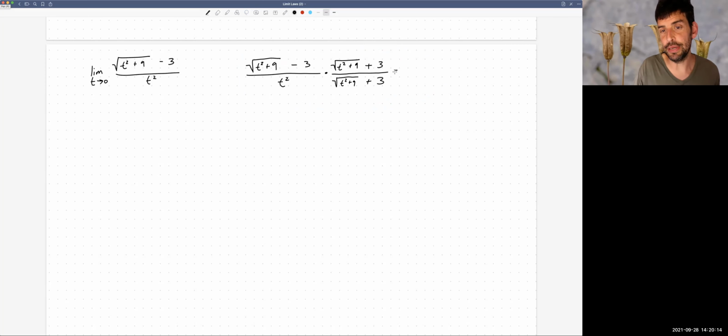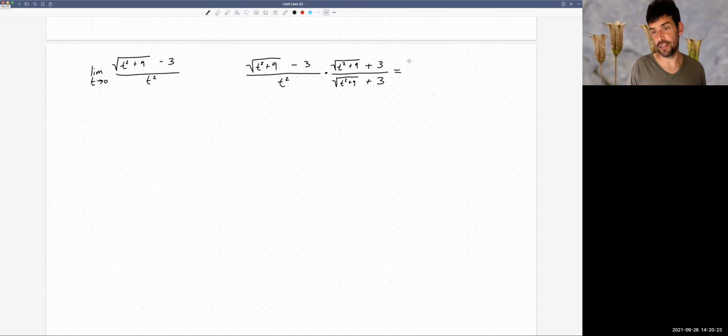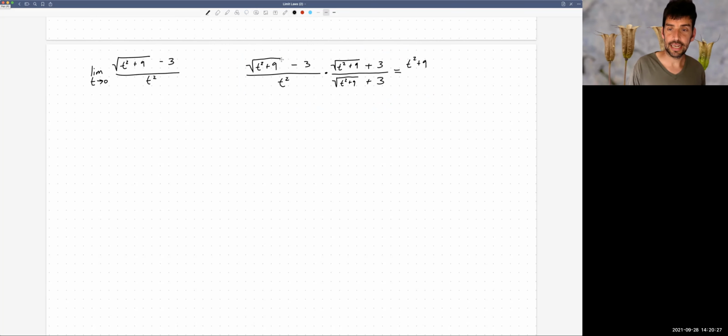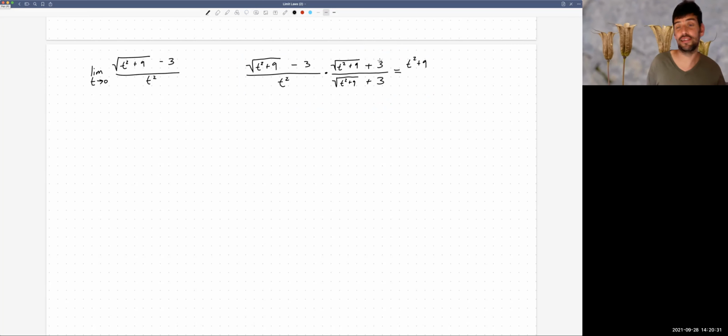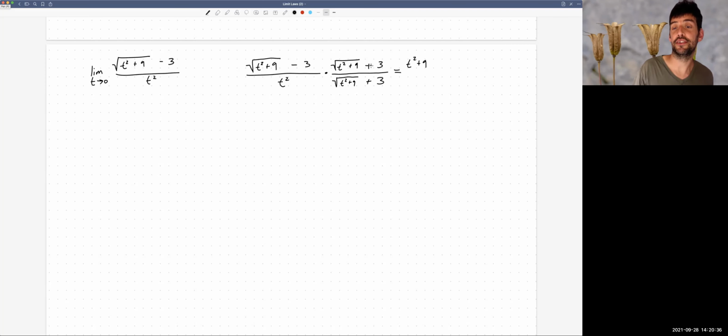All right, so let's see what happens when we do this. Well, a nice thing happens in the numerator. The square root of t squared plus 9 times the square root of t squared plus 9 gives me t squared plus 9. I get a positive 3 times that radical and a negative 3 times that radical. Those cancel out. And then minus 3 times plus 3 gives me a minus 9. In the denominator, I'm not going to expand it. I'm just going to write it this way.